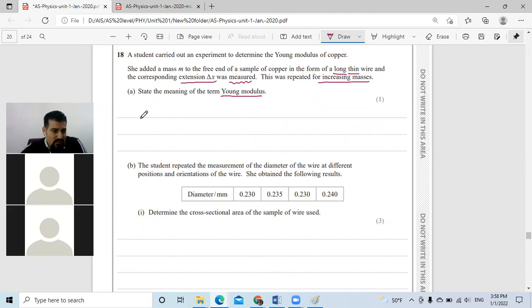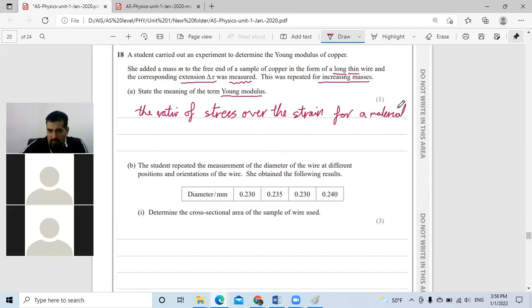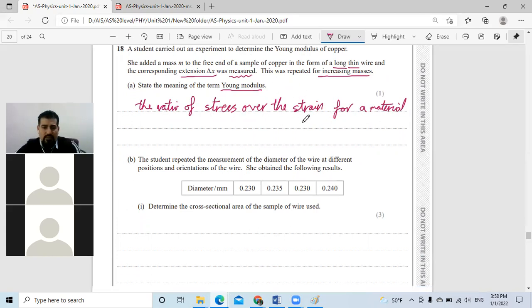What's the meaning of Young modulus? Yes, the ratio of stress over the strain for a material. Any material has a certain Young modulus, which depends on its stress over strain.